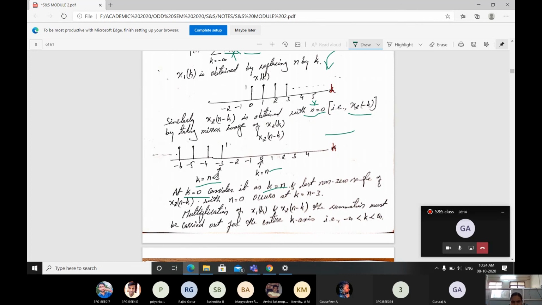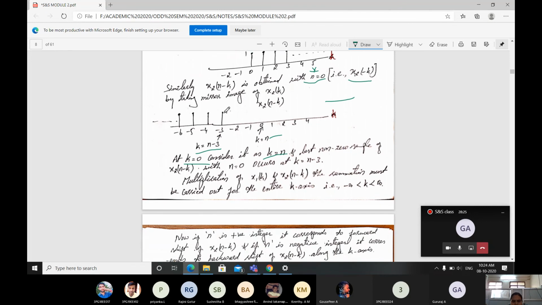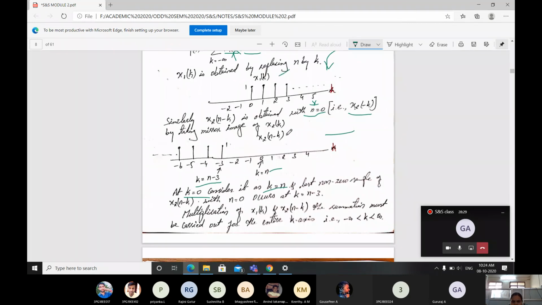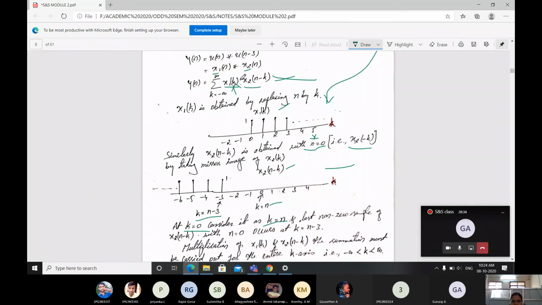At n minus 3, you'll be getting the sample. That's what we are going for. N is equal to 0 means k is going to be equal to minus 3. Based on that, then multiplying x1 of k for this signal and also x2 of n minus k, because based on this equation we have to check.